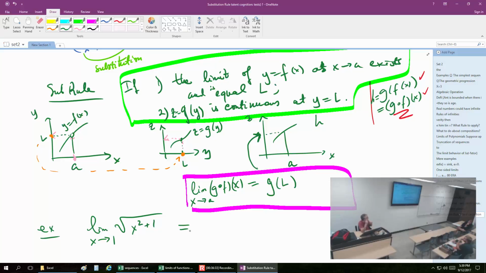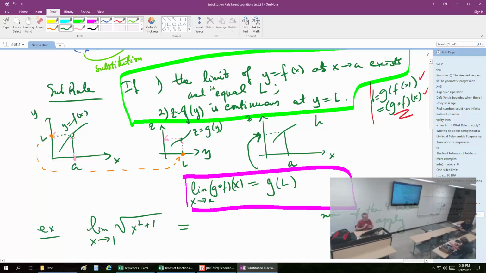Why? Because what is the last operation of this function? The square root is the last operation, which means that there is no square root rule of limits. The last operation is the square root, and it is applied to the whole thing, x squared plus 1, which means simply that you have two consecutive operations. So none of the four rules apply.